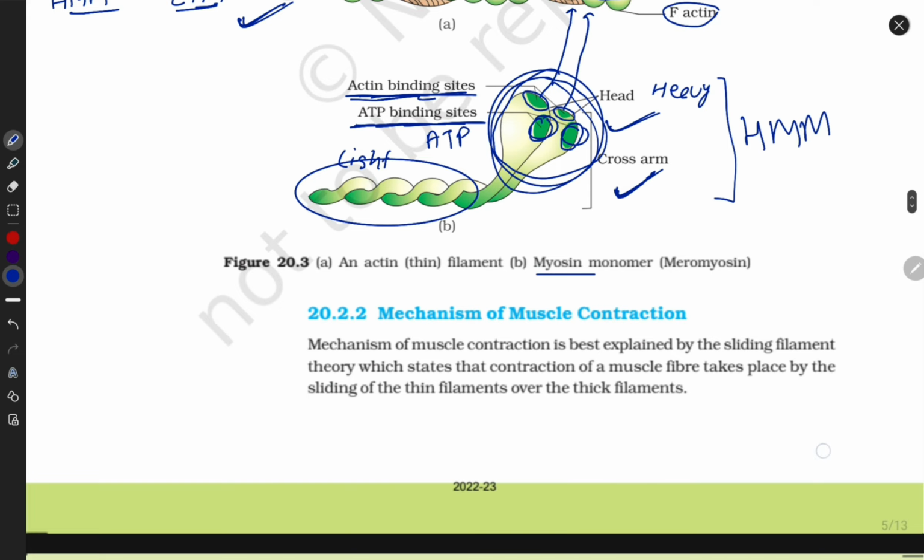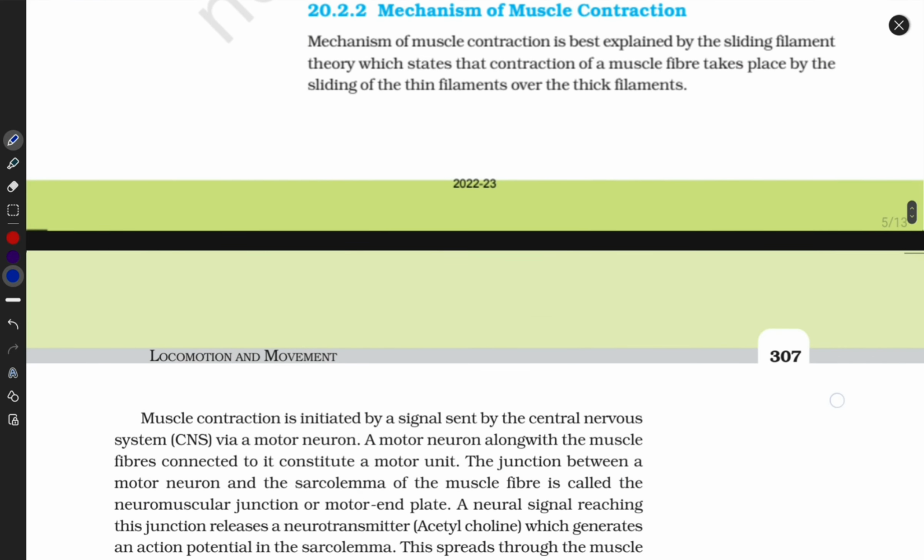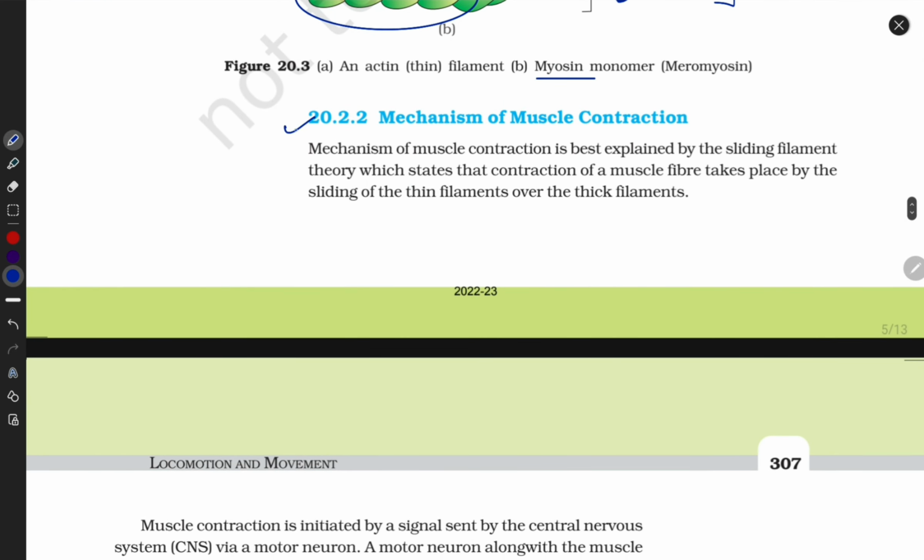This is all about actin and myosin. Here is the mechanism of muscle contraction: how muscle will contract and relax. It is the sliding movement of the thin filament over the thick filament. This is the important line. What is muscle contraction? It is the sliding of the thin filament over the thick filament.